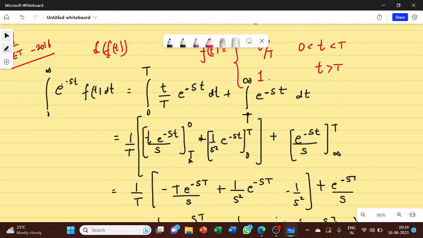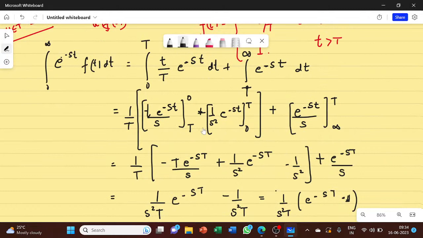capital T. Here this integration would give me what? Minus, and the derivative of t is simply 1. And the integral of e to the power minus st would be e to the power minus st upon minus s. So there would be a plus. Actually, there would be a negative here. Sorry, my mistake. So first negative, and again a negative. Okay, so sorry, my mistake. So there would be a negative here.